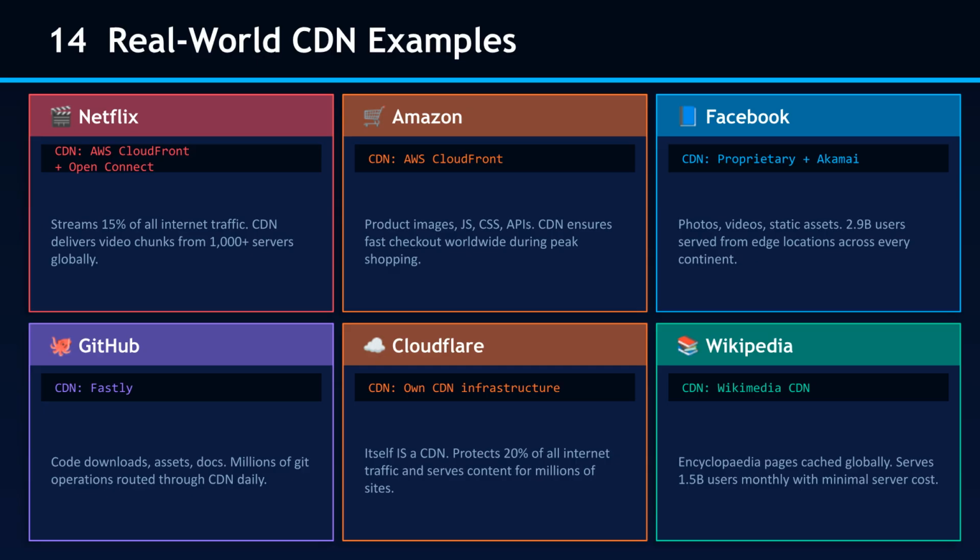Let's look at real-world CDN examples. Netflix uses AWS CloudFront and its own Open Connect to stream 15% of all internet traffic. Amazon also uses CloudFront for peak shopping. GitHub relies on Fastly for code and documentation downloads. Cloudflare is a CDN itself, protecting 20% of all internet traffic.